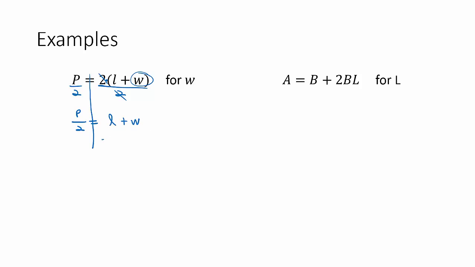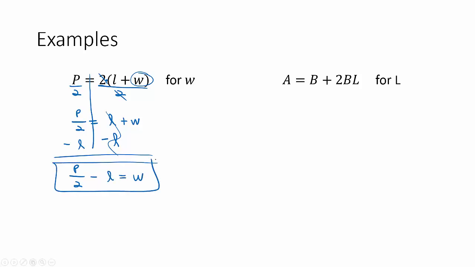Solving for the W, we need to get rid of the L. It's added. It's a positive L, so we'll subtract L from both sides. And we get P over 2 minus an L equals our W. And now we have solved this for the W. Again, same processes as we did before when they were all numbers.